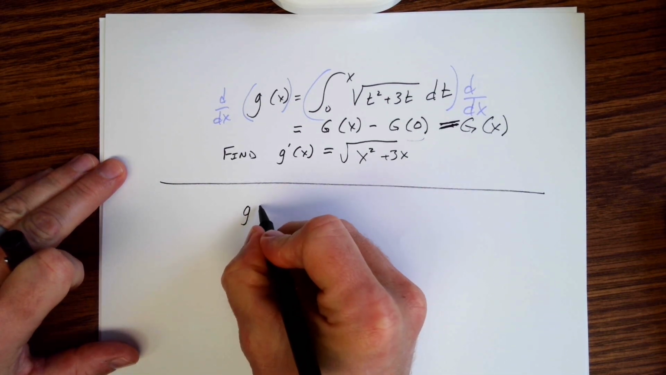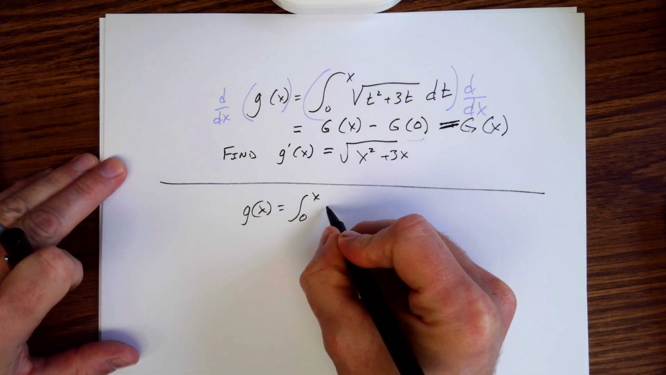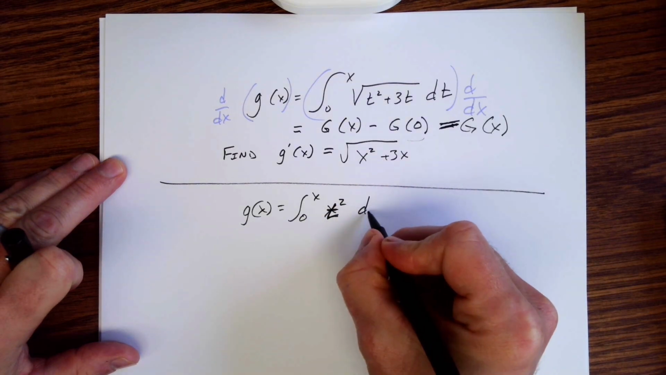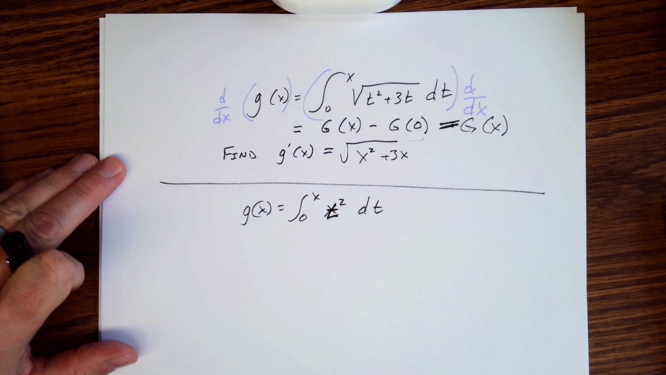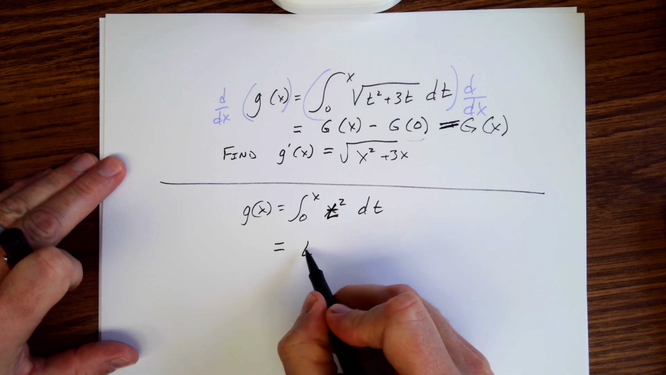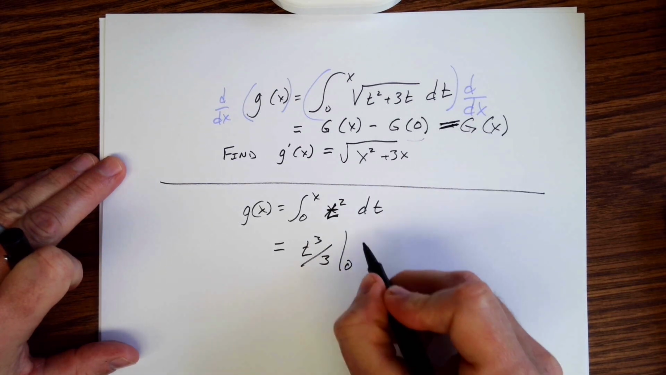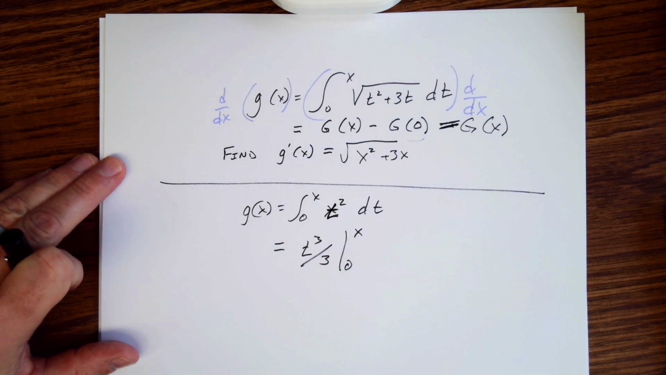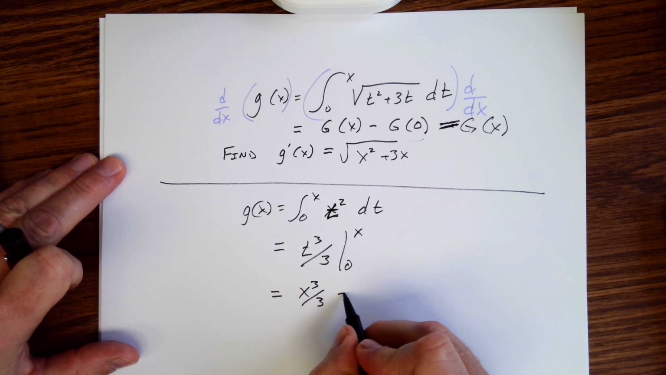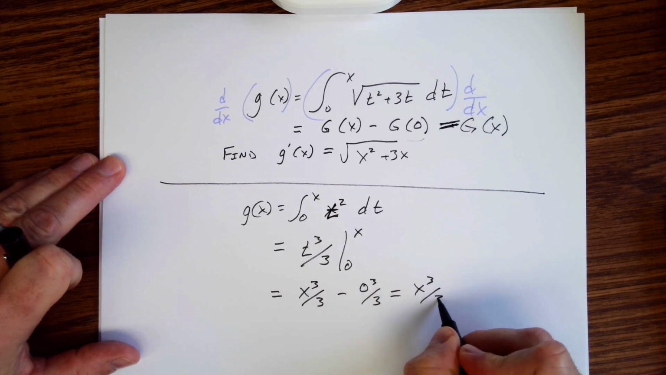Let's just say that g of x is equal to the integration from 0 to x of t squared dt, right? So that integration would mean that we would need to do t to the third power over 3 evaluated from 0 to x. So that means that this is x cubed over 3 minus 0 cubed over 3, which is just x cubed over 3.